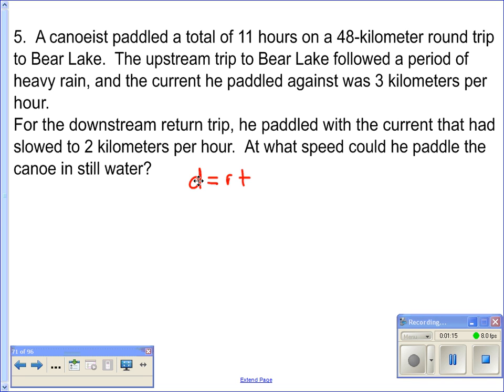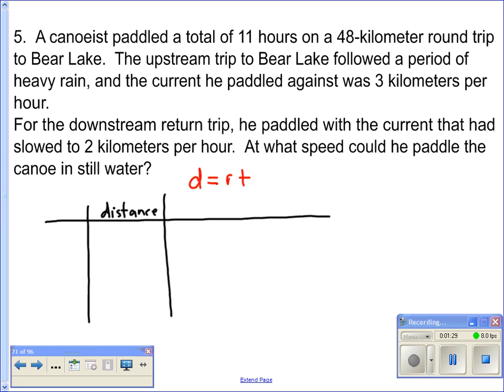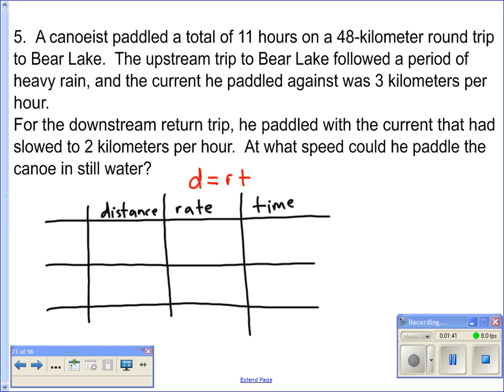Now, keeping that in mind, what I would do is go ahead and organize this information in a chart. In the first column, I would label this distance. And then I would label this rate. And then I would label this time. And then I would come over here to the other side, and I would label one of the rows going upstream, one down. And then I would give myself a total.